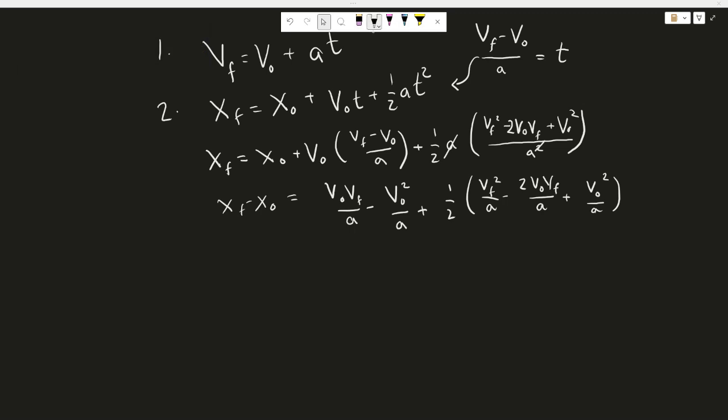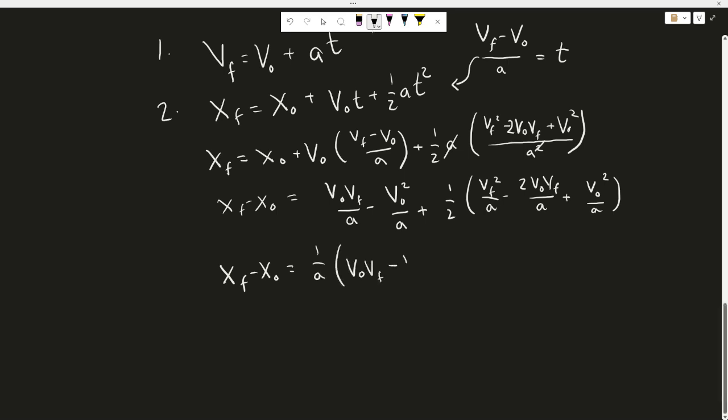I'm going to factor out the a here. So I'm going to get x final minus x initial is equal to 1 over a. So that just takes an a out the bottom of everything. V naught vf minus v naught squared plus vf squared over 2 minus v naught vf plus v naught squared over 2. So now we can see that this v naught vf and this v naught vf cancel each other out. And I'll notice that I'll be left with a 1 over a vf squared over 2 minus v naught squared over 2.